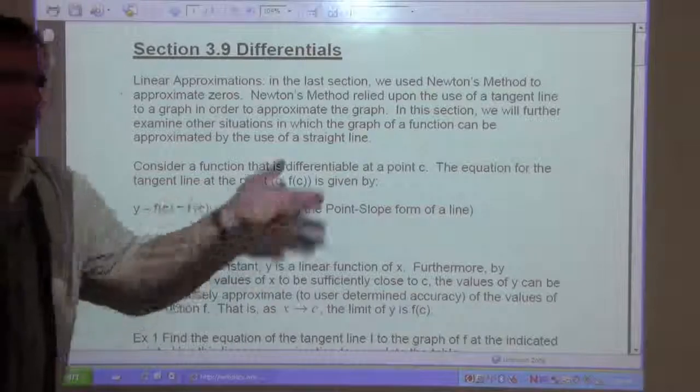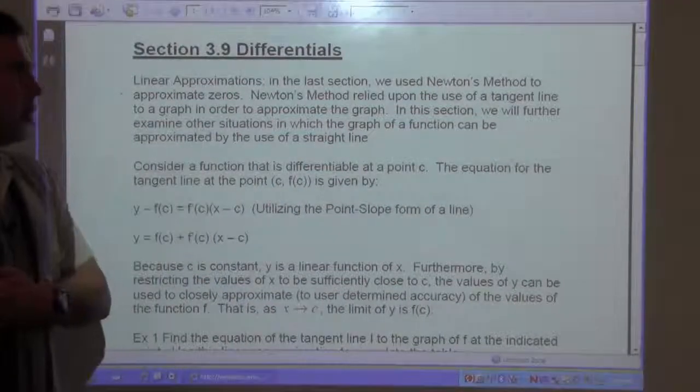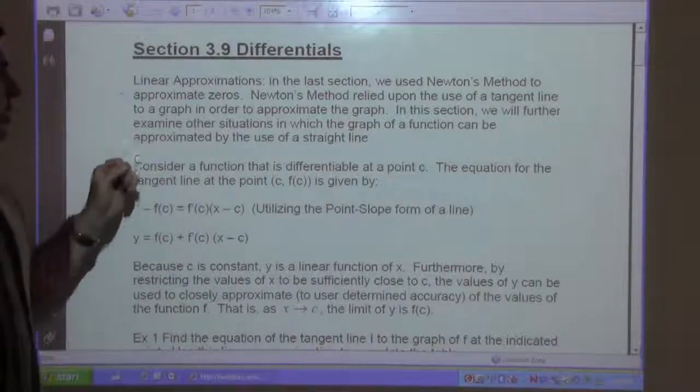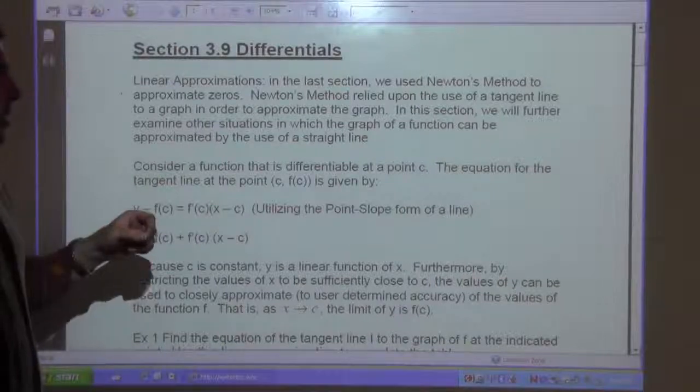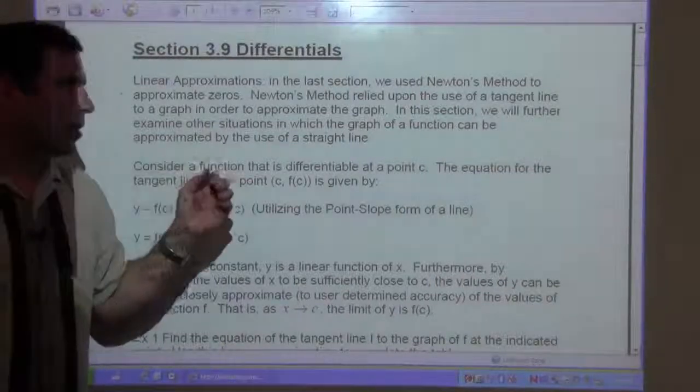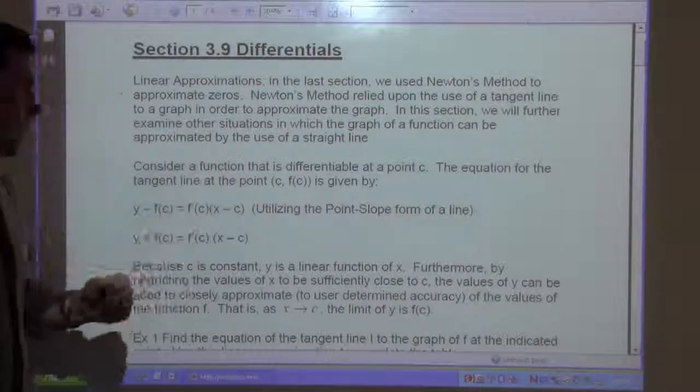Linear approximation. In the last section we used Newton's method to approximate zeros. Now Newton's method relied upon the use of a tangent line to a graph in order to approximate the graph. In this section we'll further examine other situations in which the graph of a function can be approximated by the use of a straight line.